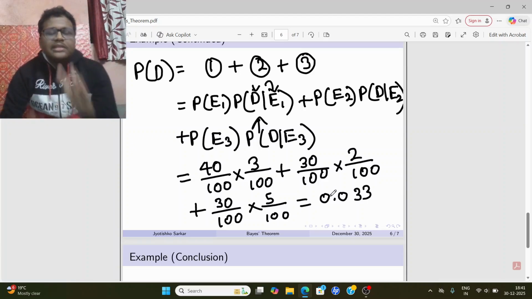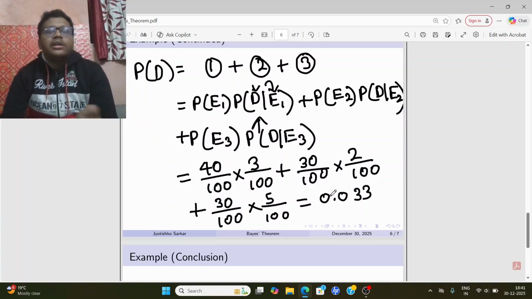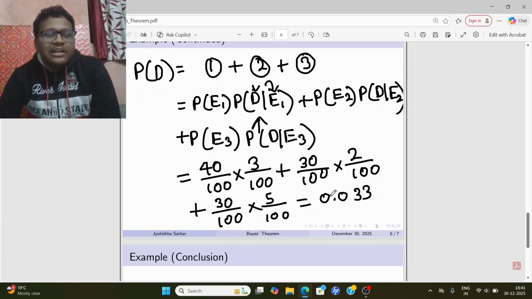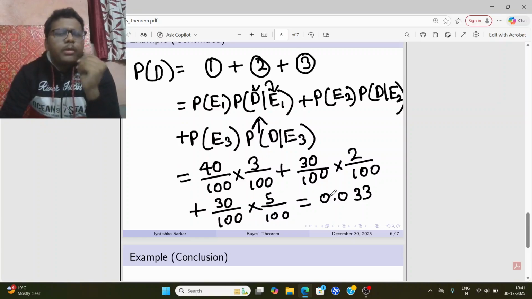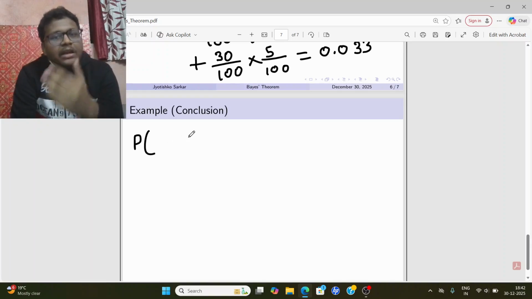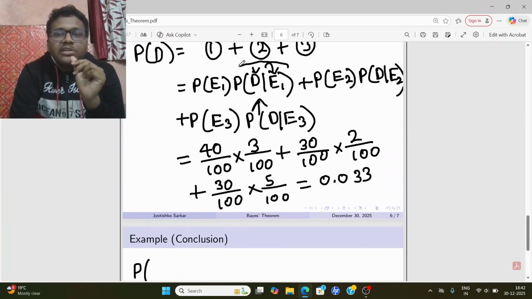Okay, so that's the answer of my first question, that I picked a bulb from the retailer shop randomly, and what is the probability that it was defective. Now the second question arrives, where the use of Bayes theorem will come. That I picked a defective bulb. Now what is the probability that it was made in factory A, or it was made in factory B, or it was from factory C? Just the inverse of these probabilities.